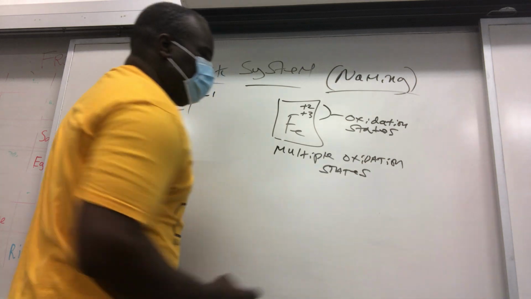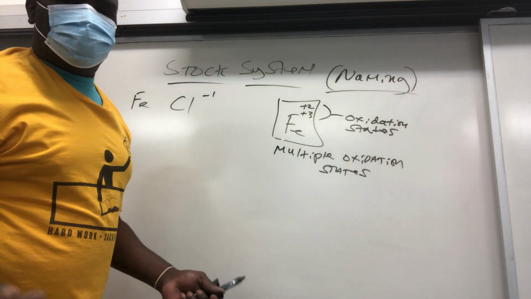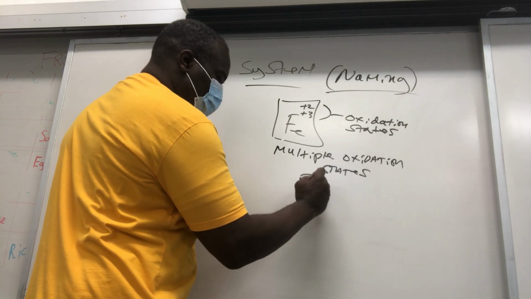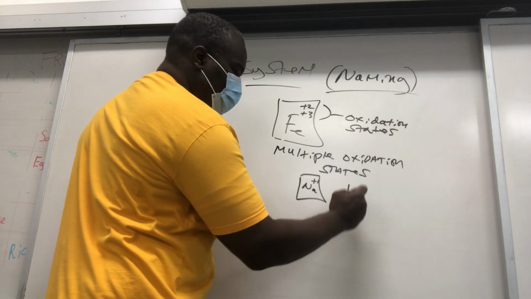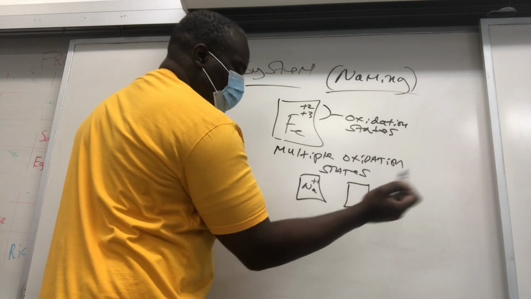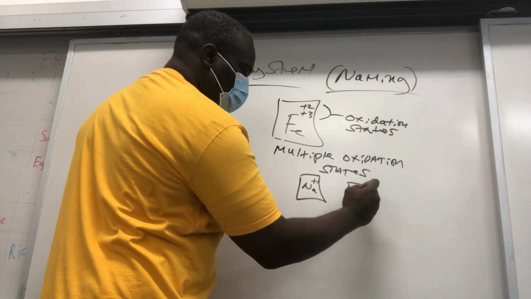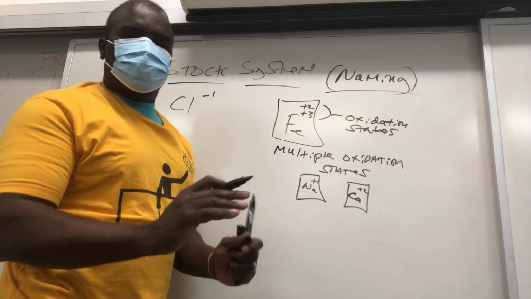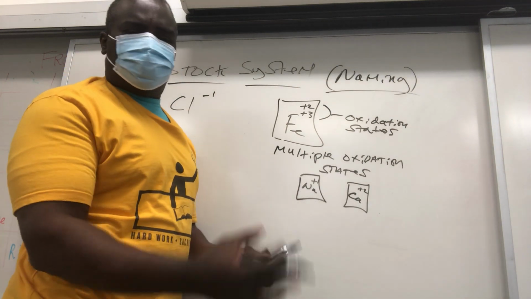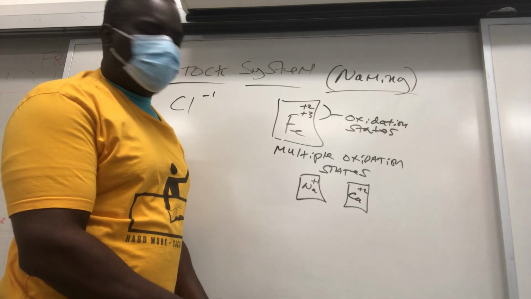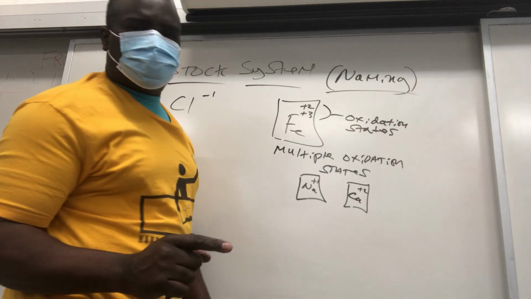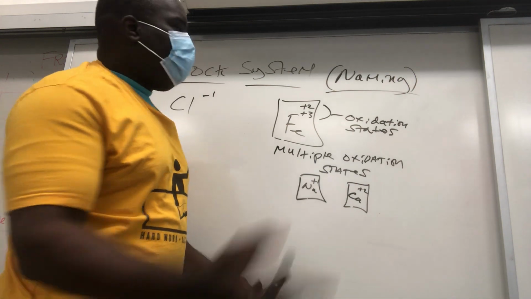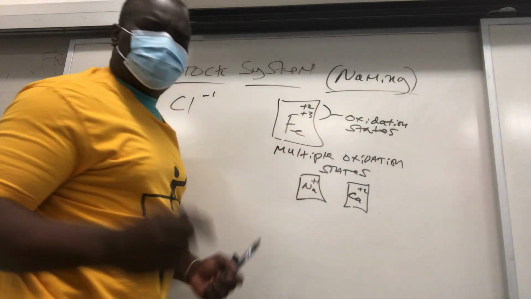Why am I stressing that? Because if you have something like sodium chloride, and you look in the box for sodium, Na, it's +1. Or you have something like calcium bromide, you look in the box for Ca, it's just +2. These only have one oxidation state, so you don't need to identify which oxidation state it's in. So you don't use Roman numerals for group 1 and group 2 metals. It's typically for the transition metals with multiple oxidation states that we use the stock system.